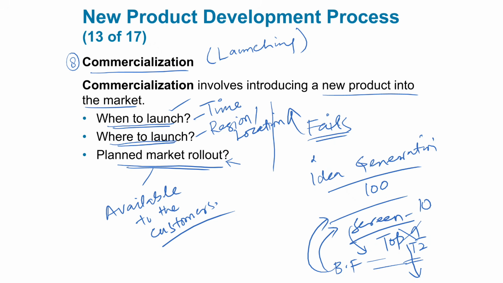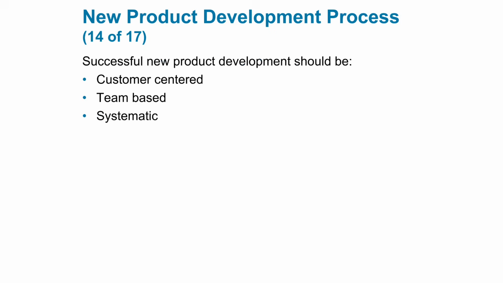These are the 8 very important stages of new product development. But it's not yet finished. You have a few more to understand. For example, successful new product development should be customer centric. I have a lecture on that. Please refer to that lecture.